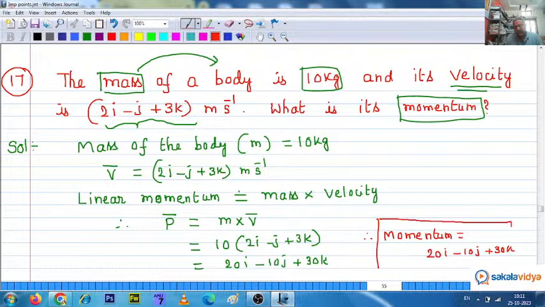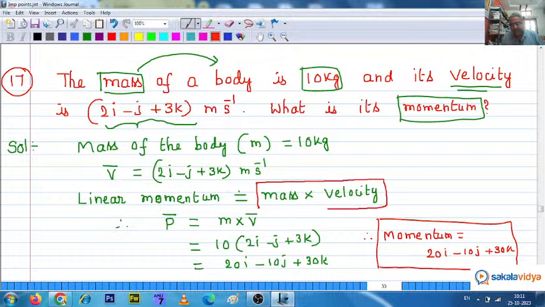This is our answer. I hope it's very clear to you. Momentum means, you remember this formula. This formula is very important: mass into velocity. Momentum will be calculated using the formula mass into velocity. This is also important for numerical problems in different entrance examinations.